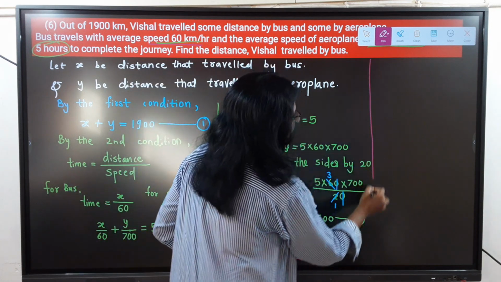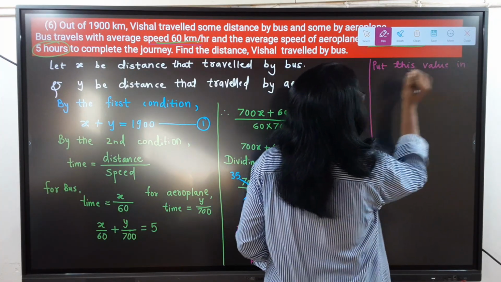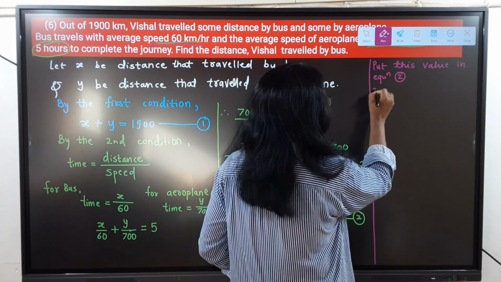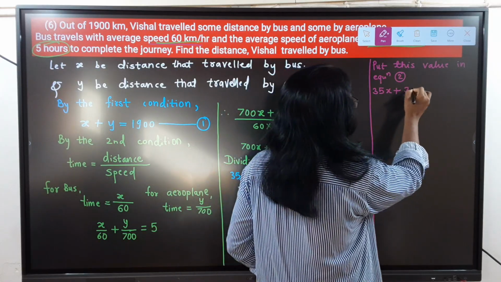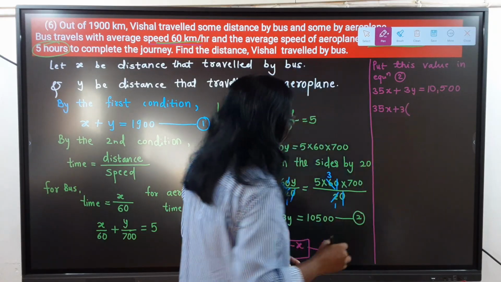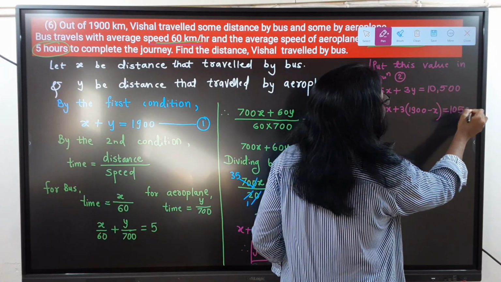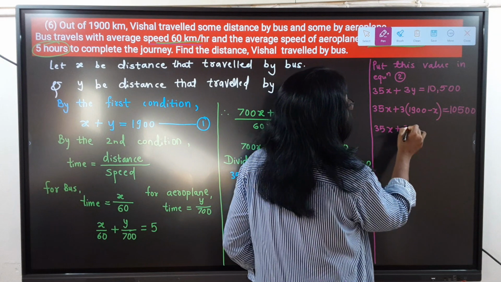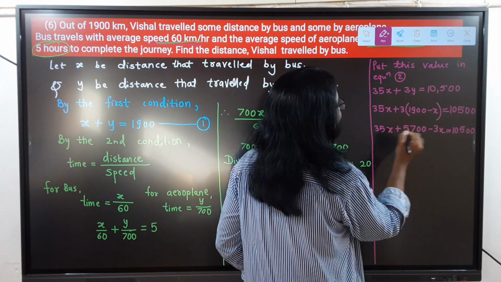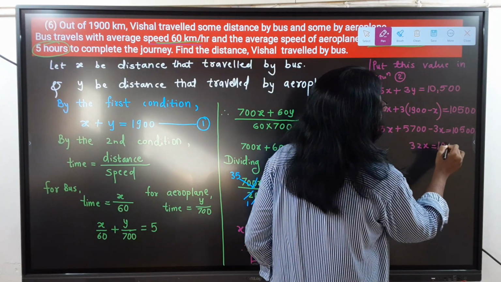Next, put this value in equation 2. So first I write down the equation 35x plus 3y is equal to 10,500. Therefore 35x plus 3 multiply (1900 minus x) is equal to 10,500. Therefore 35x plus 5,700 minus 3x is equal to 10,500. Therefore 35x minus 3x is equal to 32x.